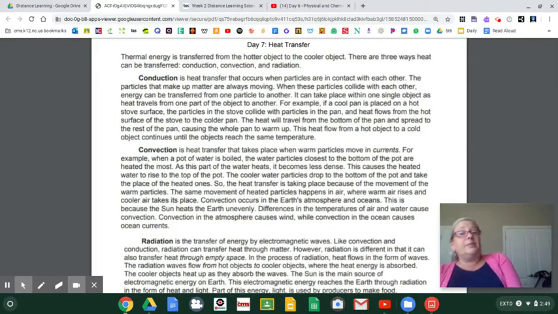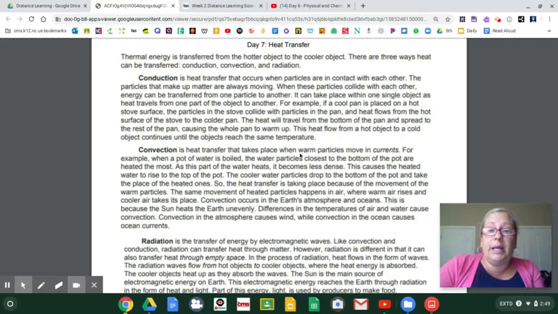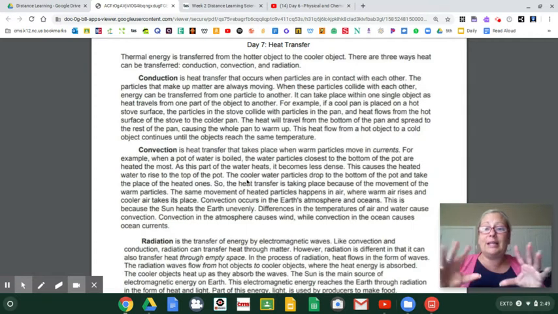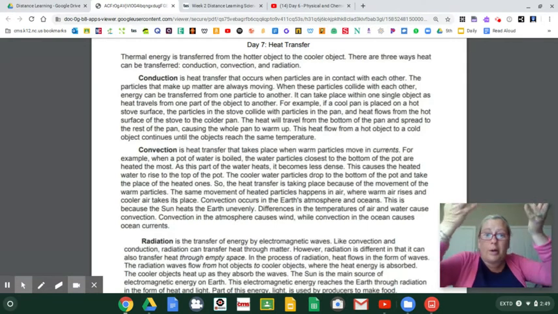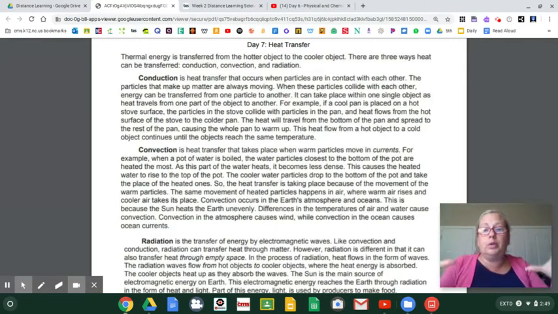Convection: air, water, atmosphere. It is heat transfer that takes place when warm particles move in currents, convection currents. For example, when a pot of water is boiled, the water particles closest to the bottom of the pot are heated the most. As this part of the water heats, it becomes less dense. This causes the heated water to rise to the top of the pot. The cooler water particles squish and drop to the bottom of the pot and replace the heated ones. So heat transfer is taking place because of the movement of the warm particles.